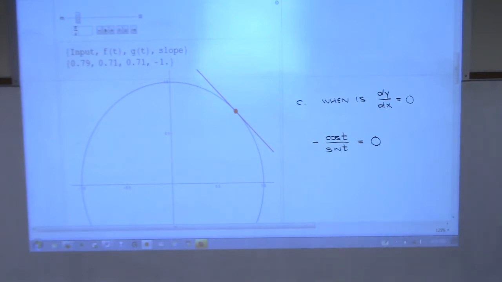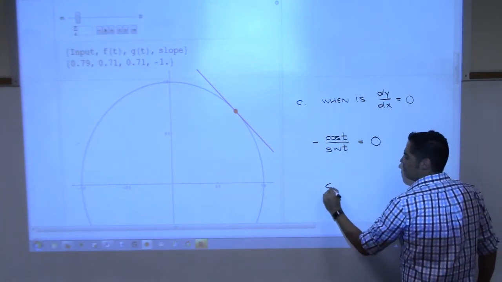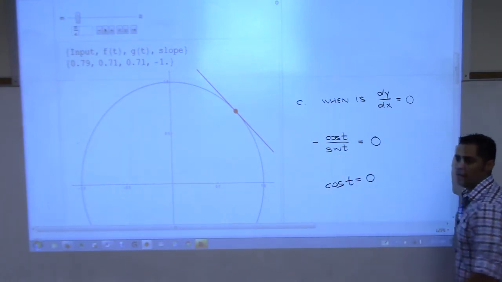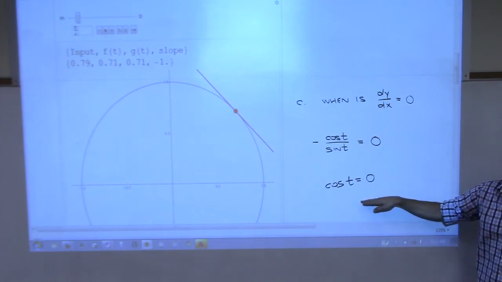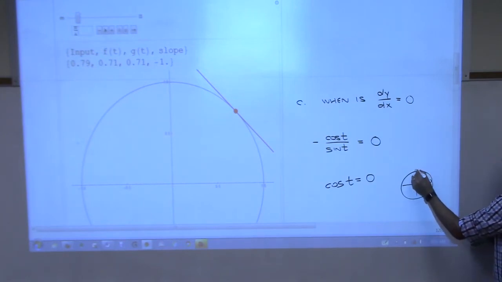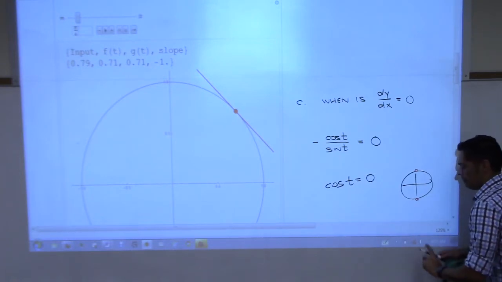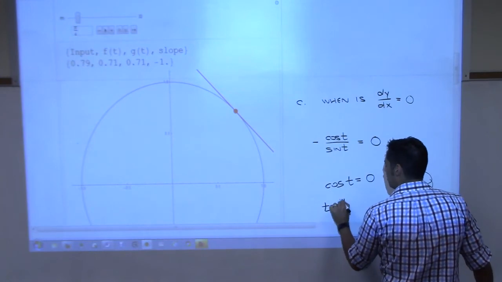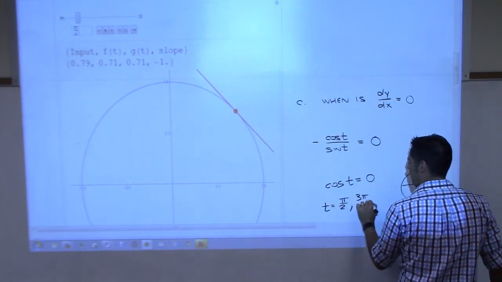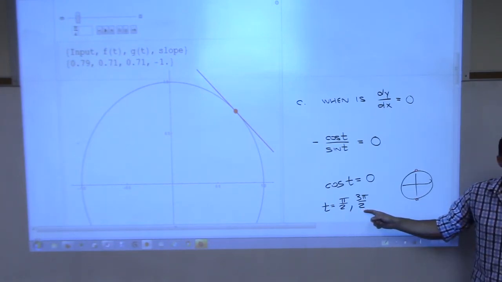So whenever cosine of t equals 0. A fraction can only be 0 if the top is 0. And so we want to know when cosine of t is 0. Just go back and imagine you have a unit circle. Where is cosine 0? Cosine is 0 here and here, right? At pi over 2 and 3 pi over 2. That's if we're looking only between 0 and 2 pi, otherwise you have a general solution.